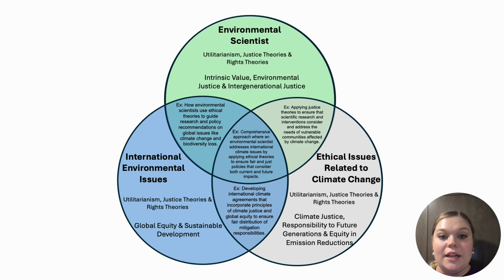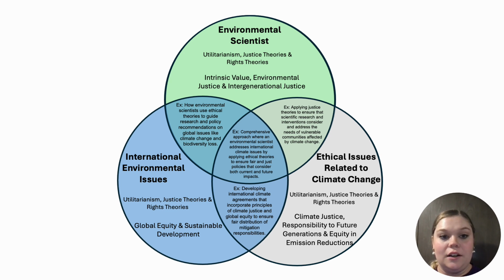Circle 2, international environmental issues. The international environmental issues circle covers global challenges like climate change, which impacts ecosystems, weather, and human societies across the globe. Biodiversity loss, which reduces the resilience of ecosystems worldwide. Pollution, which doesn't respect borders and affects both developed and developing nations.